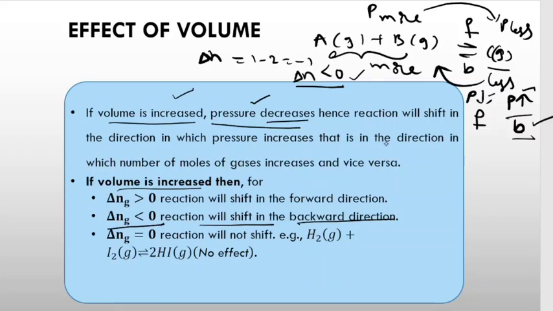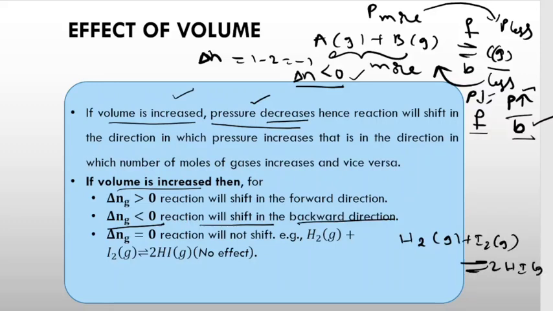So instead of delta N less than 0, if I take delta N greater than 0, again if we decrease the pressure, automatically the opposite of it, that means forward reaction takes place to the greater extent in order to attain the equilibrium. Right?